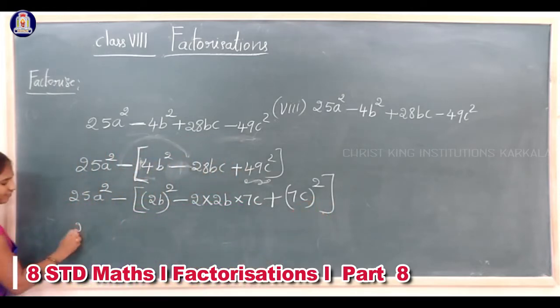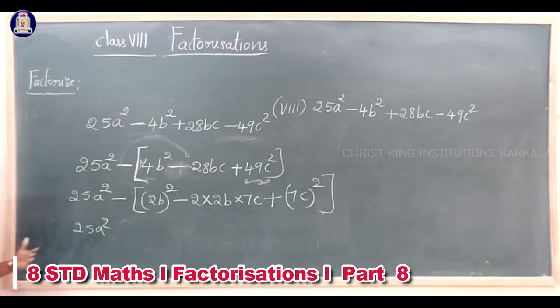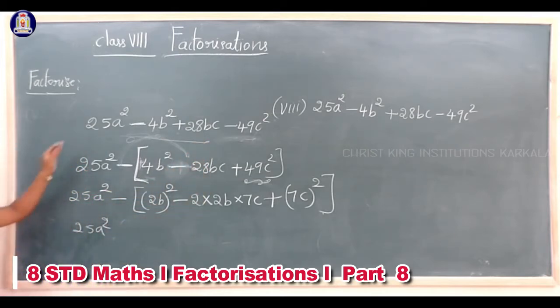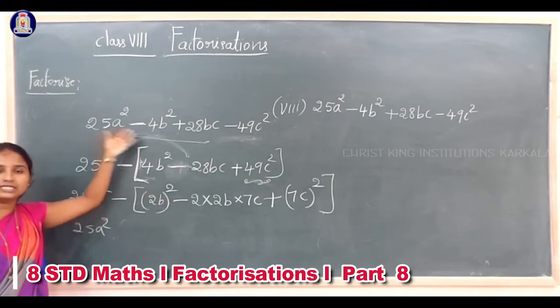Now simplify. See, 25a square write as it is. You may have questions like why we cannot take the first 3 terms. If you take the first 3 terms, can you factorize? You can try this and see.